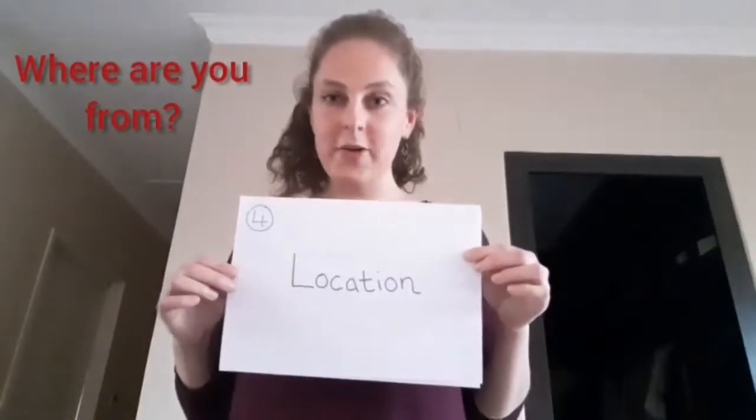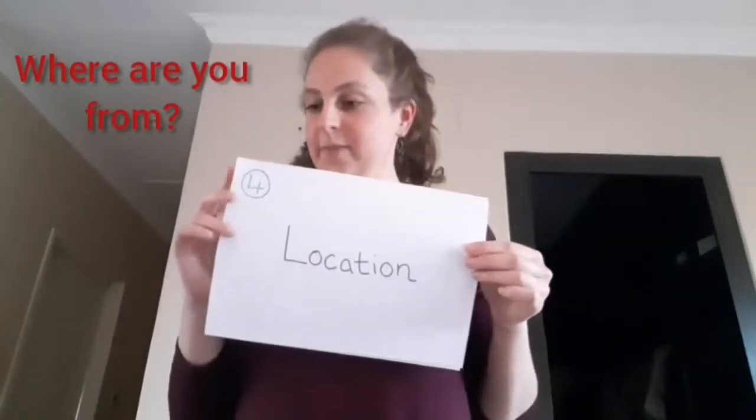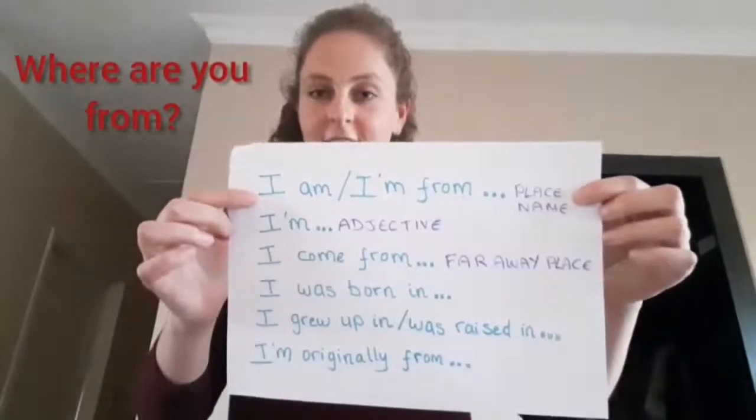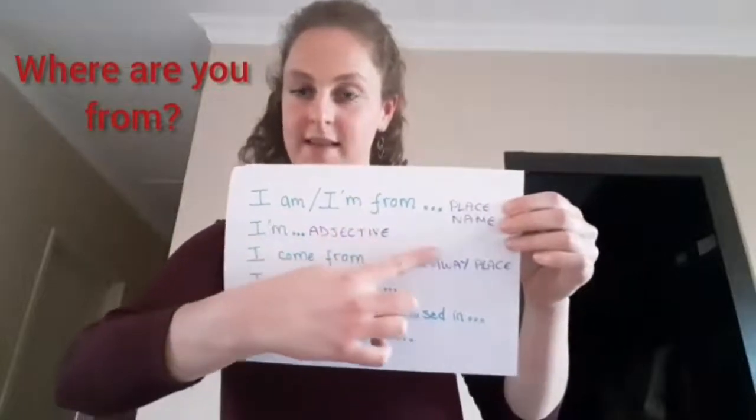Now we will talk about location, or place. Let's have a look. To start, you can say where you're from. I am or I'm from, and then the place name. For example, I'm from London.